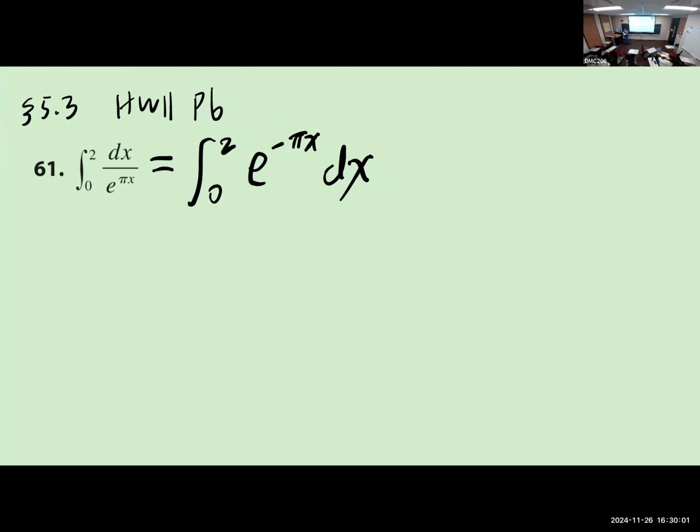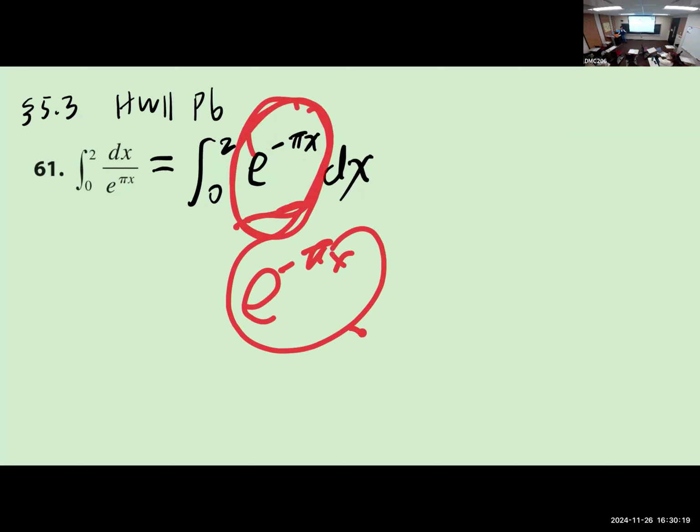As a rule of thumb, we usually let U be the most complicated part. So which one is the most complicated part? This exponent, negative pi x, right? So let's let U be the entire exponent. Also, let me point out, if you recognize this entire integrand, e to the negative pi x, as the most complicated part, it's also fine. You can also try and let U be this. It usually doesn't work, but in this case, it works.